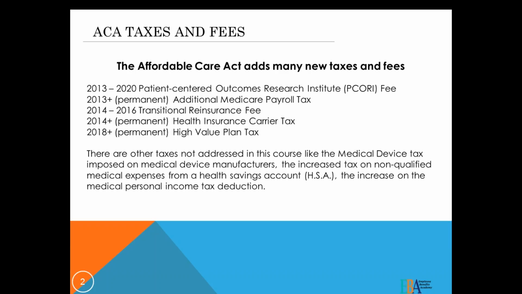There are other taxes not addressed in this course, like the 3.8% net investment tax on higher income taxpayers for investments, the 2.3% medical device tax imposed on medical device manufacturers, the increased tax on non-qualified medical expenses from a health savings account, and the increase on the medical personal income tax deduction. Other indirect taxes like the annual limit on the health flexible spending accounts and the removal of over-the-counter drugs from FSAs, HSAs, and HRAs without prescriptions are also not addressed in today's presentation.